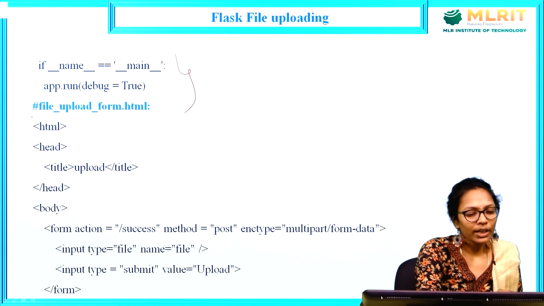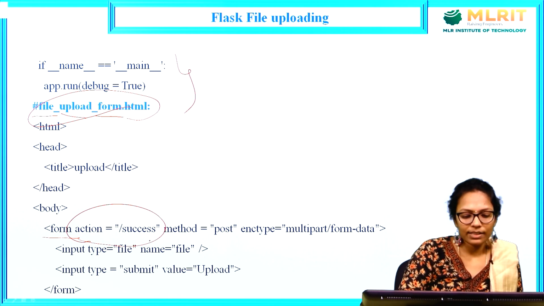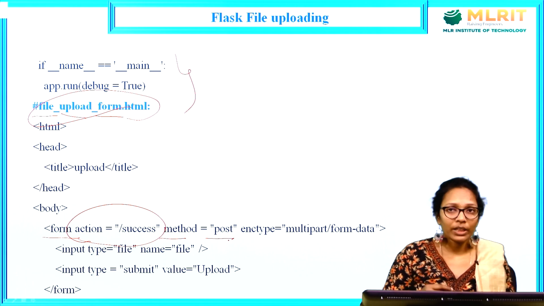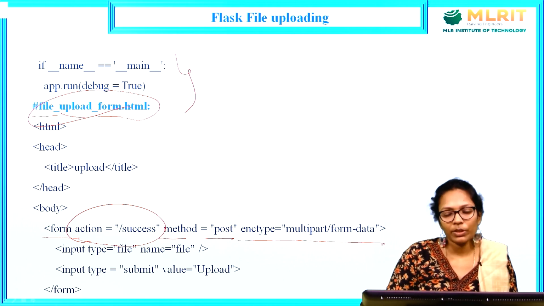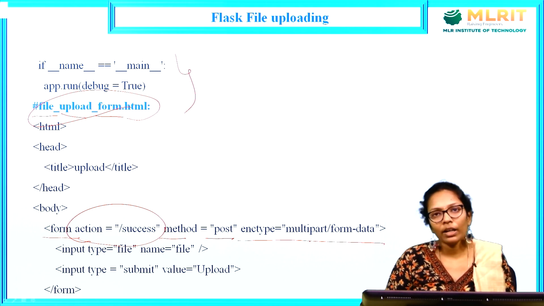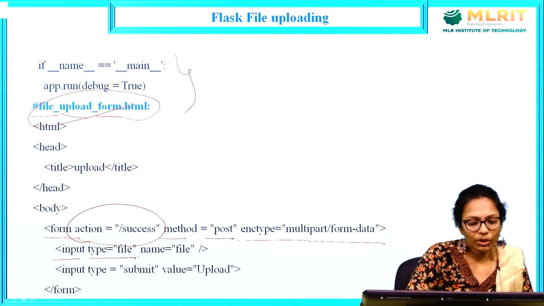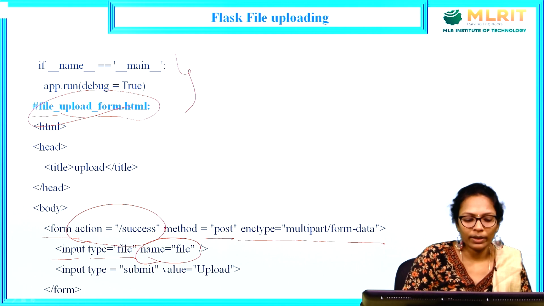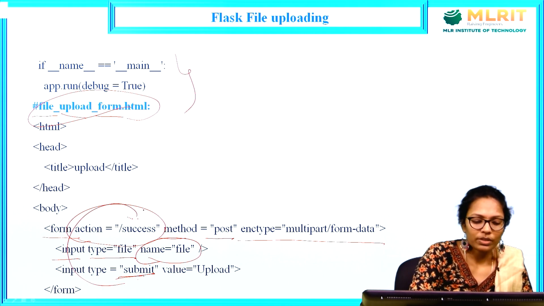So coming to the file_upload_form.html, here we have a form. Upon clicking the submit button, it will go to a URL called /success and the method is post, and whenever you are using file uploading in Flask, you need to give this encryption type. So the encryption type should be multipart/form-data, right? After that, you're using input type equal to file, name is also file, and you're clicking on submit. Whenever you click on submit, it will go to the success page.